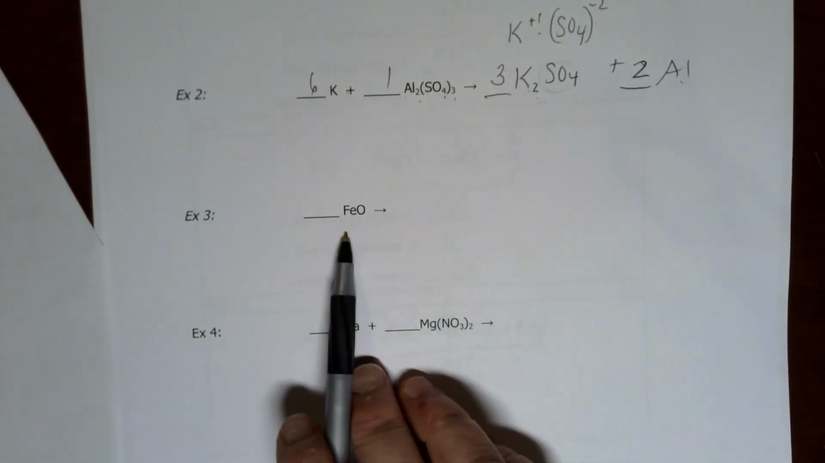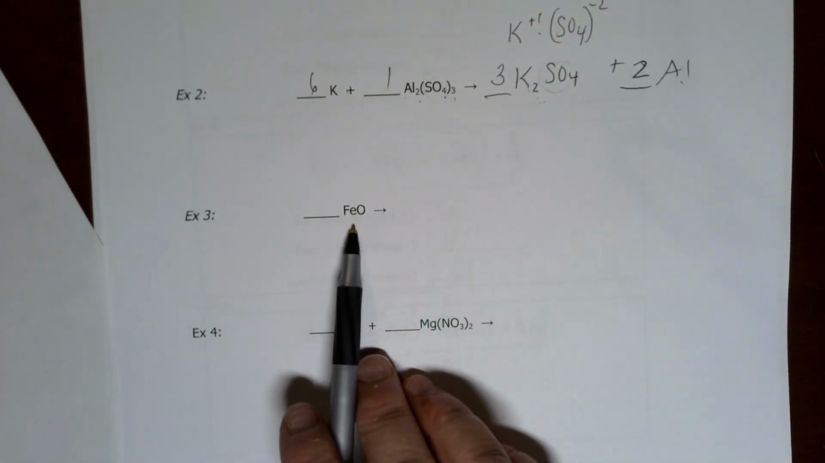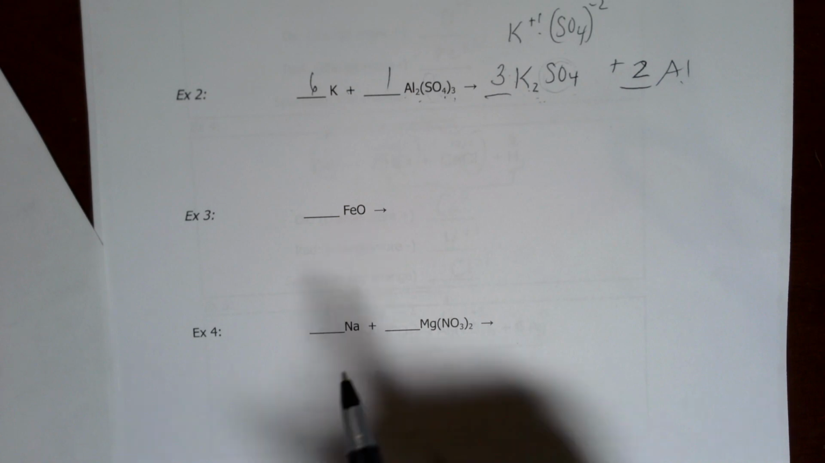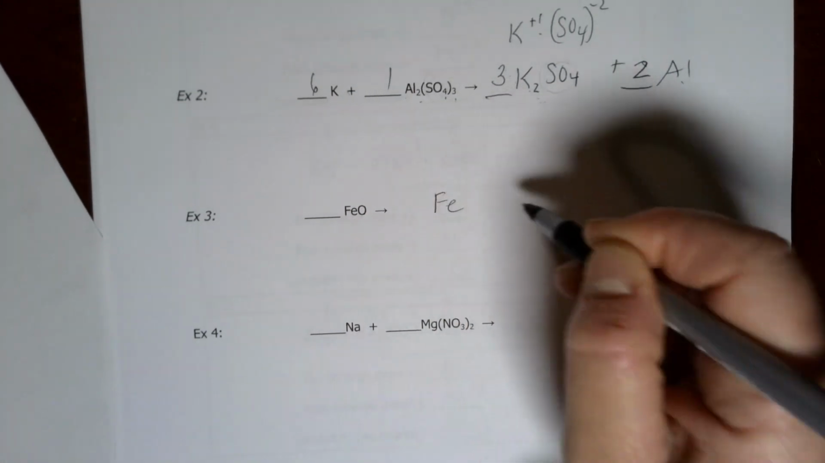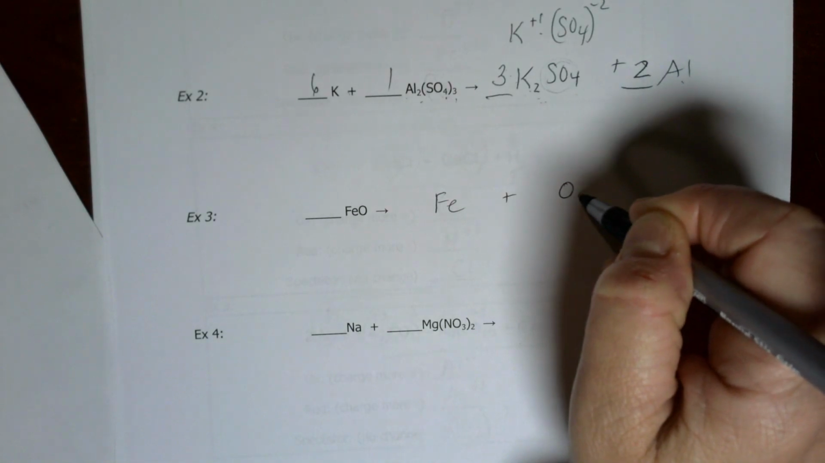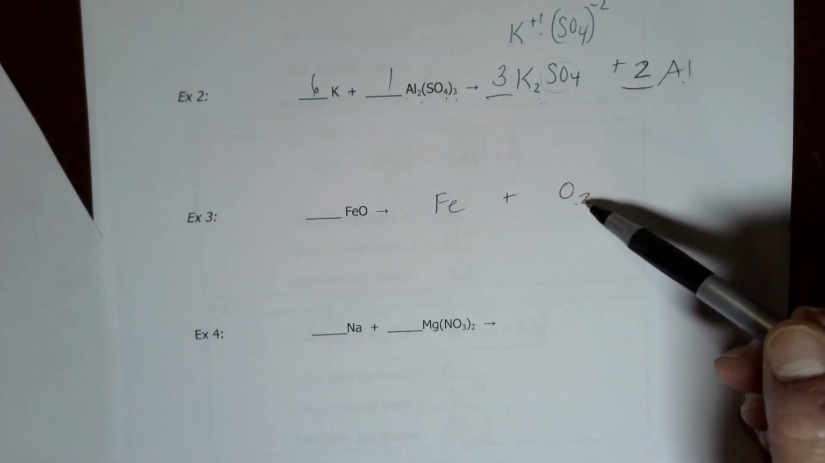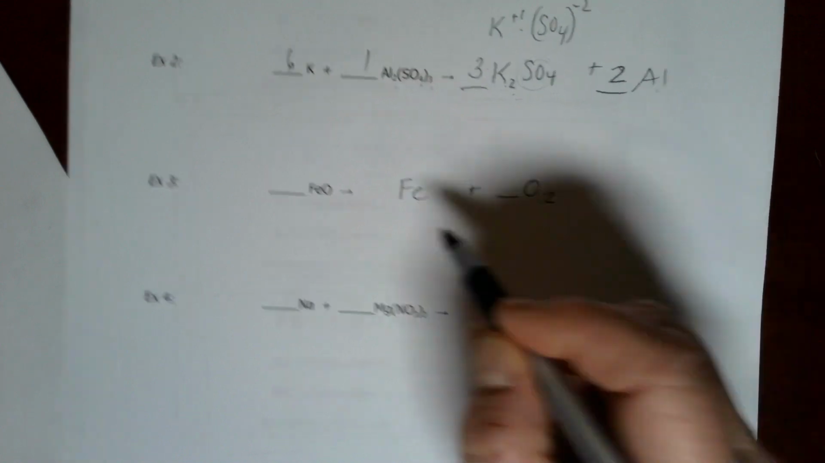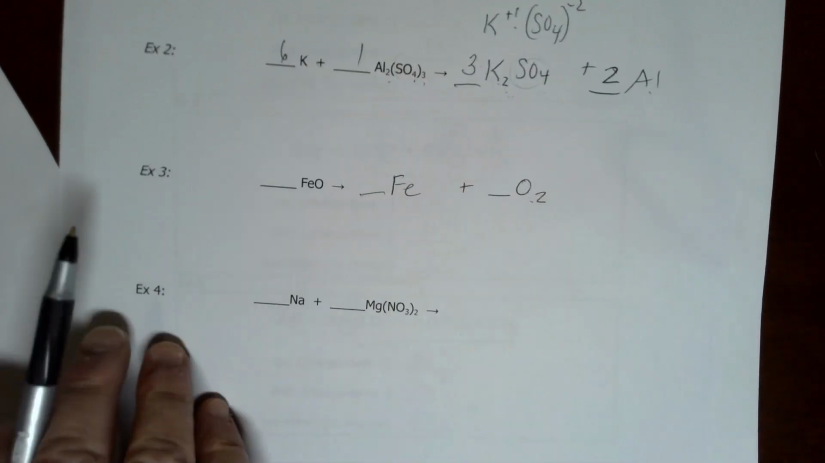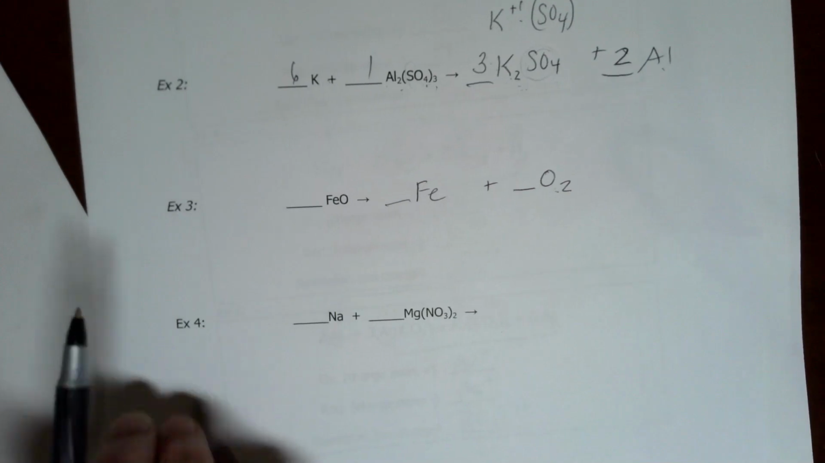Example number 3. We have FeO, and that's it. This is classic format for a decomposition. So we are going to separate this into its elements, Fe and O2. Remember, when oxygen is an element, not in a compound, it has to be diatomic. Iron is not diatomic, so we can just write Fe.